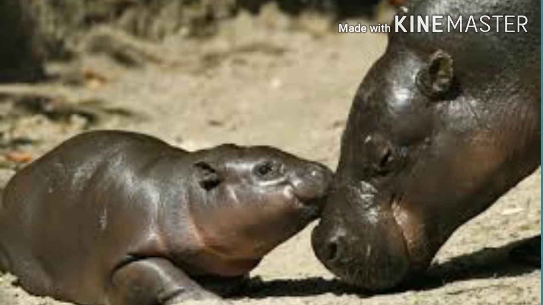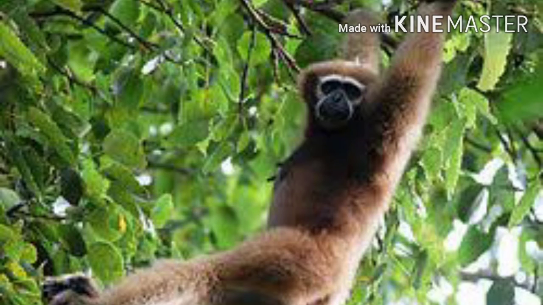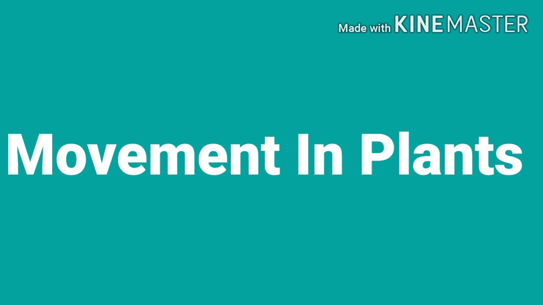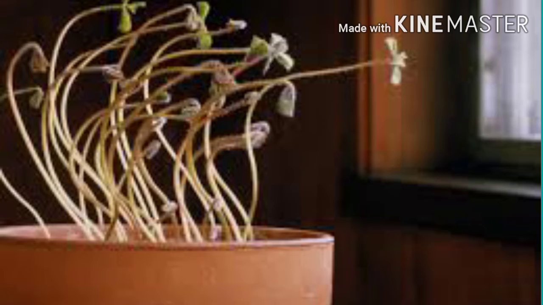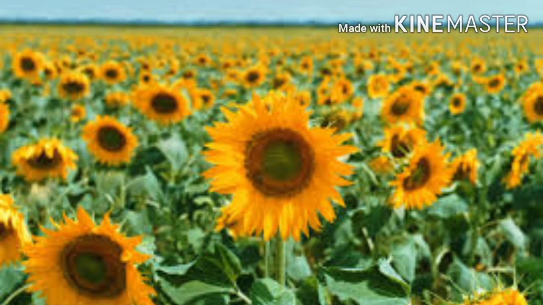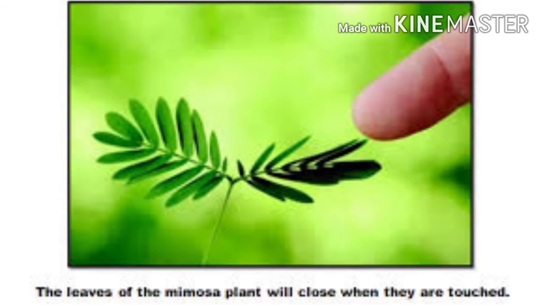Then you can see the mammals. Mammals have 4 limbs. They move with the help of their limbs. Then what about the plants? Can you see the plants moving from one place to another? No, plants move their body parts. They can move their body parts based on the direction of the sun. Yes, sunflower, very good. Sunflower turns its head towards the direction of the sun. Another example is the touch-me-not plant. It closes its leaves when we touch the plant.